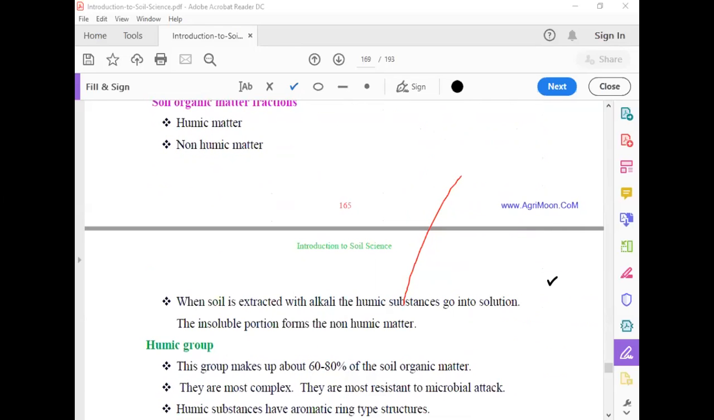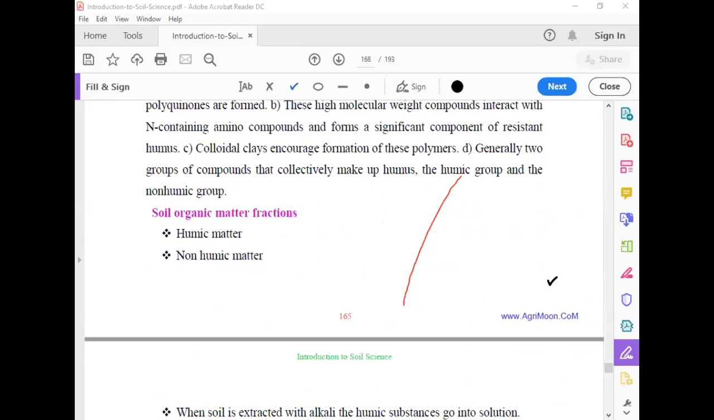Okay, it is all about decomposition of organic matter and humus formation.